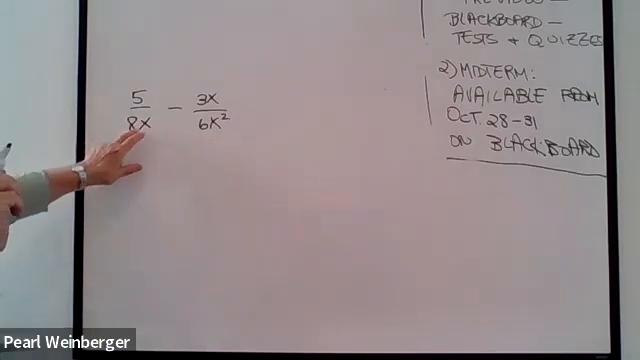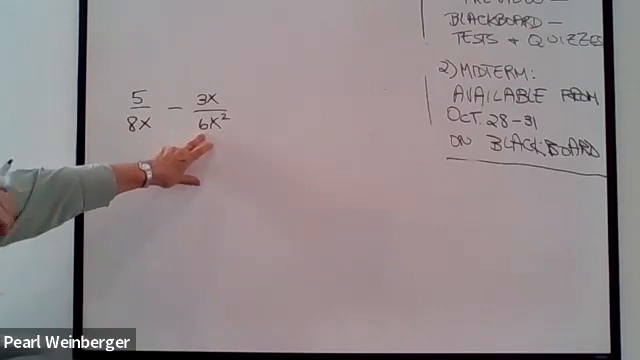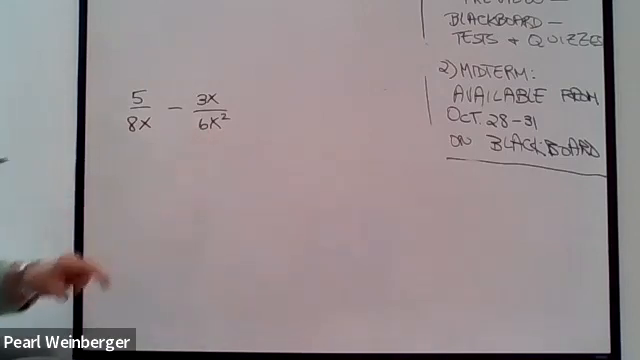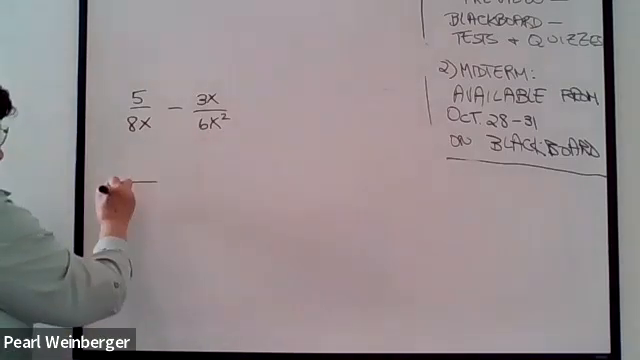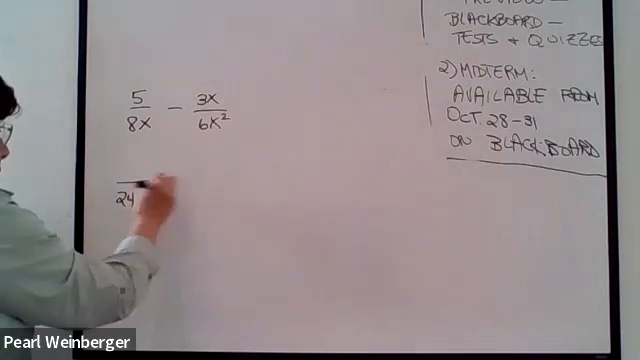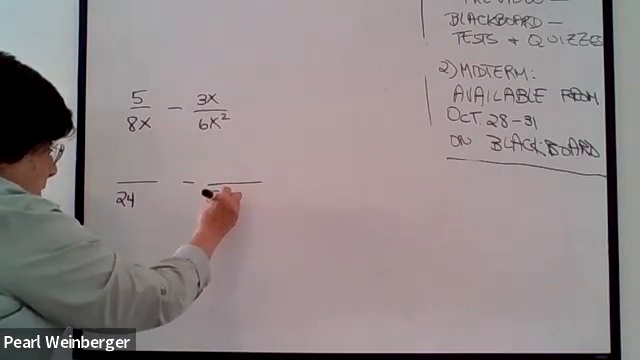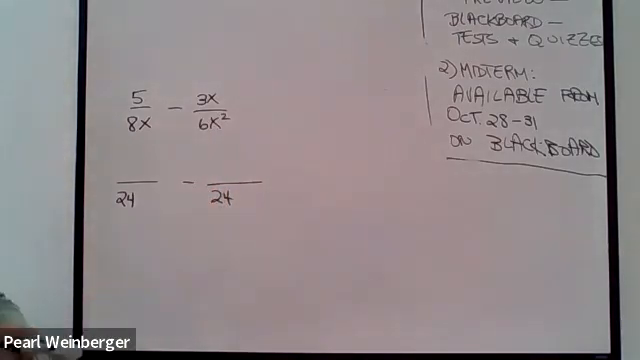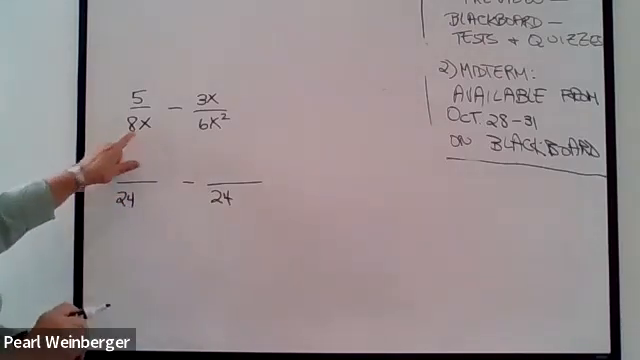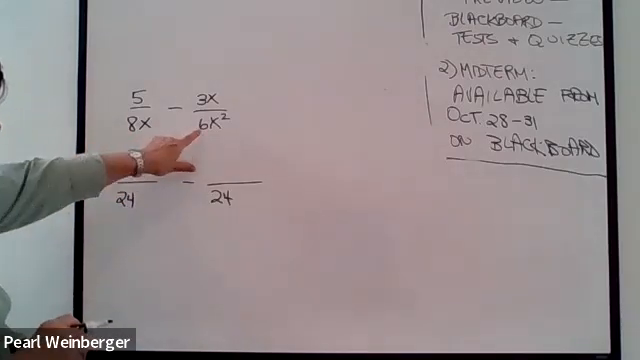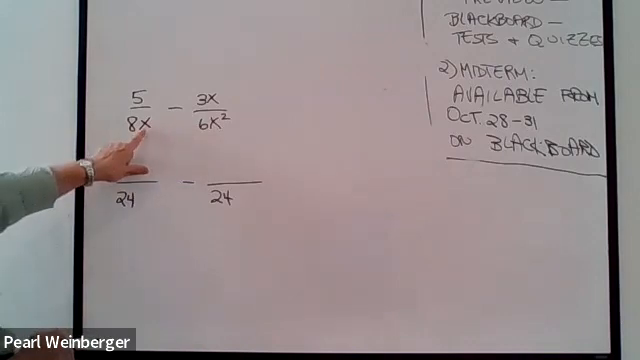Now, between 8 and 6, we did that before. We had 8 and 6, that was 24. 8 and 6 divide evenly into 24. So that's the common denominator of the coefficients, of the numbers. But what about the letters? We have to also include the letters.